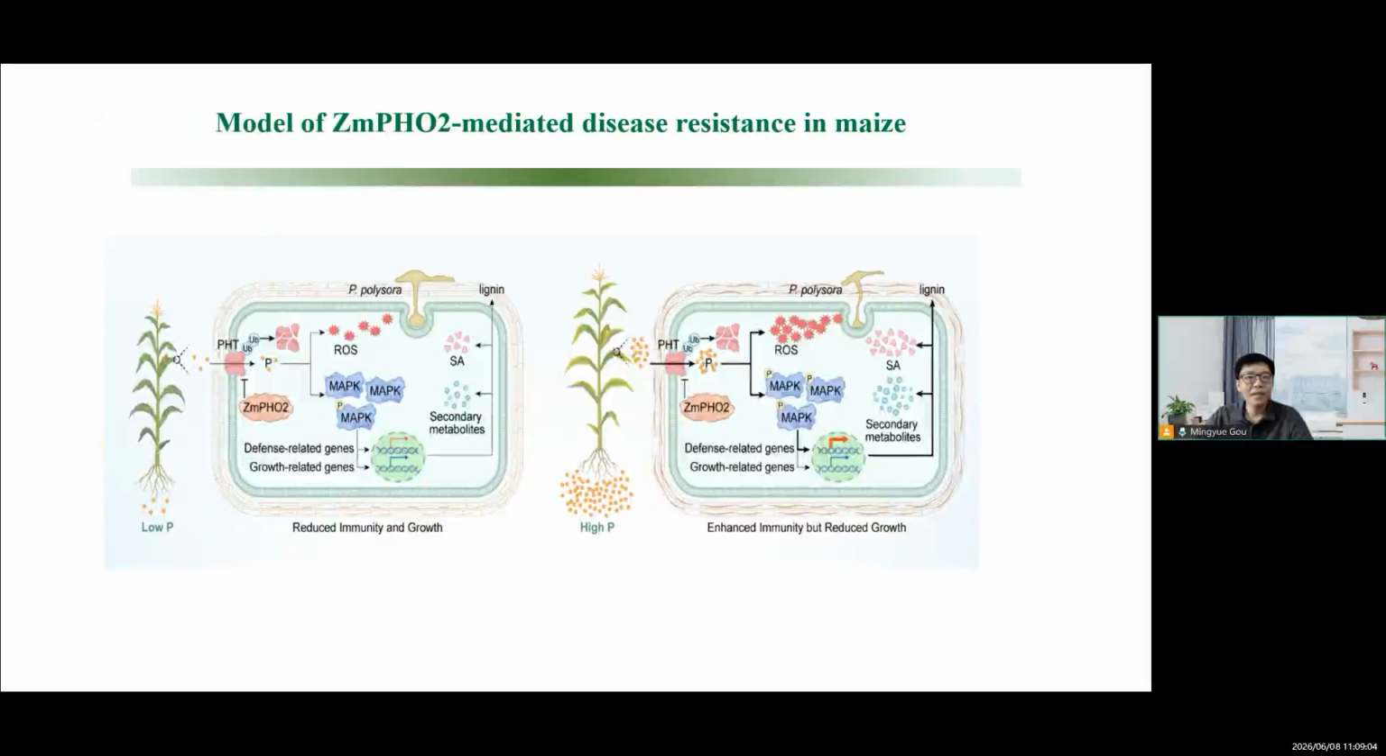Based on our findings, we propose a working model for phosphate-mediated regulation of plant growth and immunity in maize. In contrast to the reduced growth and immunity in no phosphate-treated plants, high phosphate treatment triggers a strong immune response, including enhanced phosphorylation of MAPKs, upregulation of defense-related genes, and increased accumulation of SA, S-lignin, flavonoids, etc. However, there appears to be an obvious growth-defense trade-off when phosphate level is too low or too high.